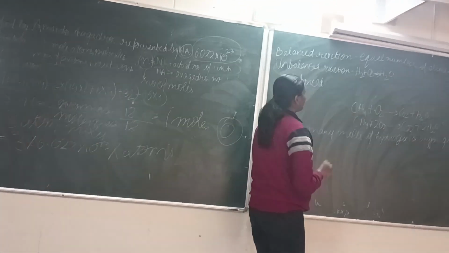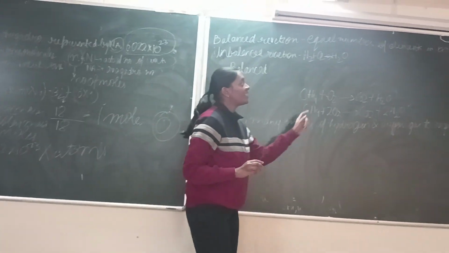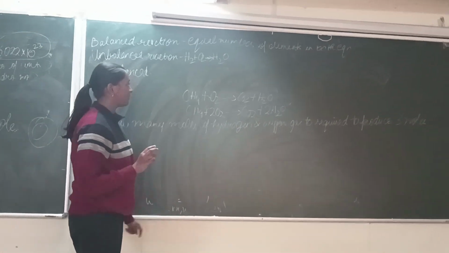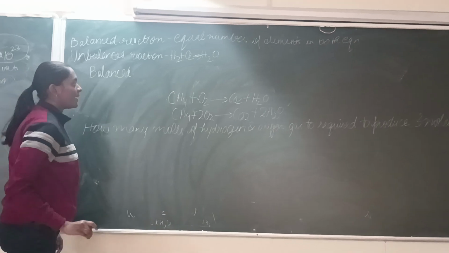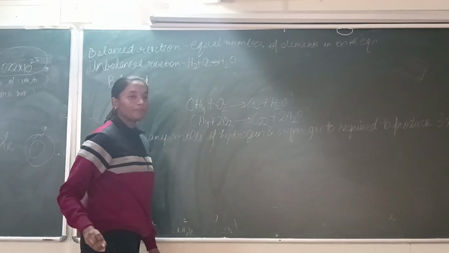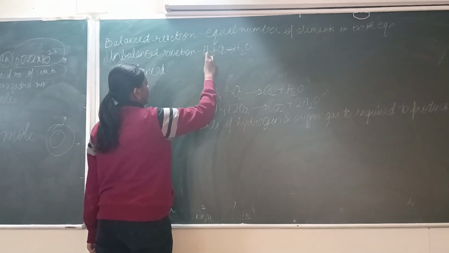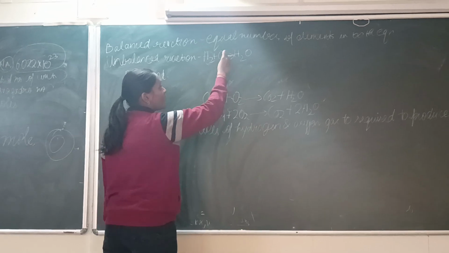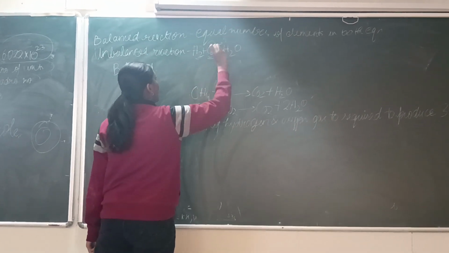Now I will tell you what is a balanced reaction. A balanced reaction is a reaction which has equal number of elements on both sides of the equation. For example, now you will see what is an unbalanced reaction. H2 plus O2 gives H2O. You can see there are two molecules of H2O. There is 1 molecule of O2. This means that there are two O atoms.